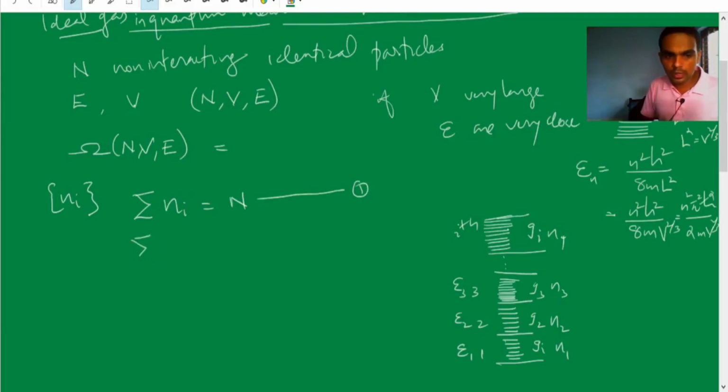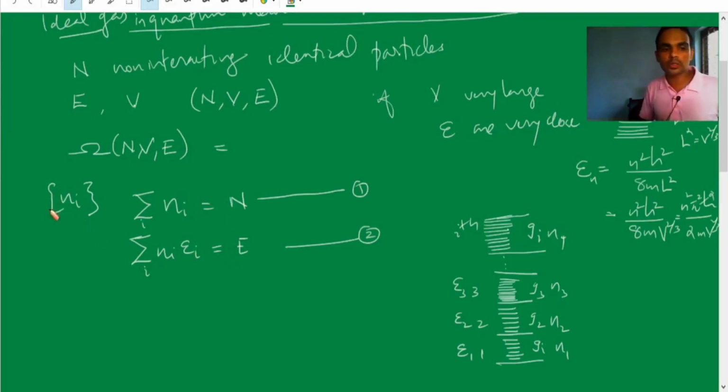Similarly, how do we find the total energy? In each cell there are Ni number of particles. So Ni times Ei is the total energy of one cell. If you take the sum over all those ith states, we'll get the total energy. So these two conditions get satisfied.